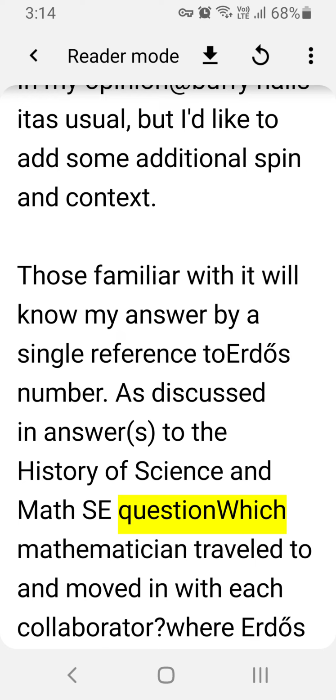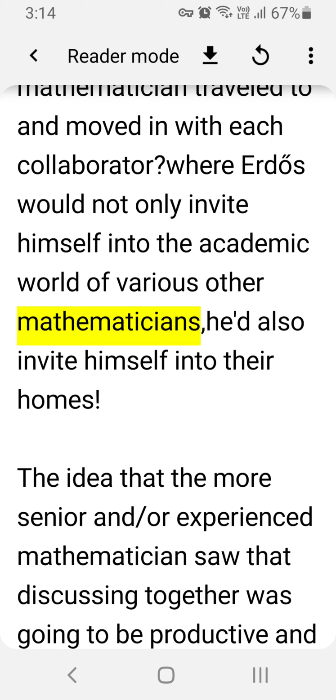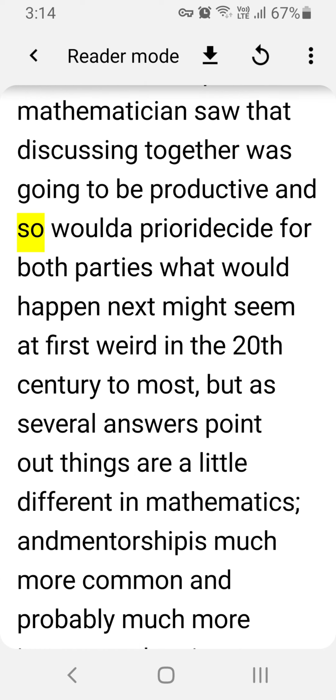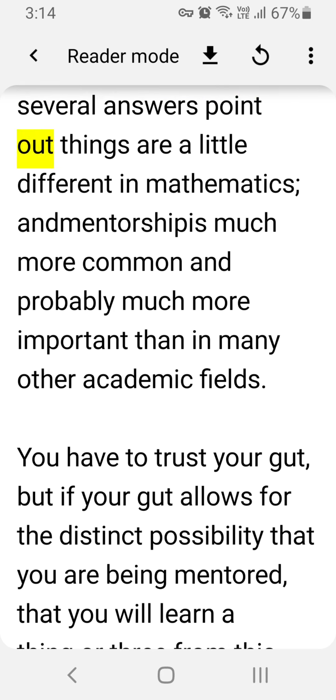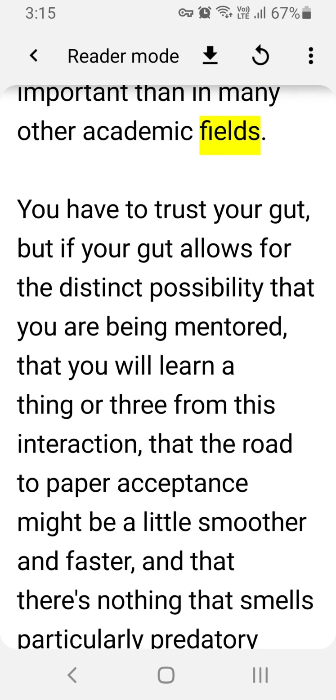As discussed in answers to the History of Science and Math SE question, which mathematician traveled to and moved in with each collaborator, where Erdos would not only invite himself into the academic world of various other mathematicians, he would also invite himself into their homes. The idea that the more senior and/or experienced mathematician saw that discussing together was going to be productive, and so willed a priority aside for both parties, what would happen next might seem at first weird in the 20th century to most. But as several answers point out, things are a little different in mathematics, and mentorship is much more common and probably much more important than in many other academic fields.